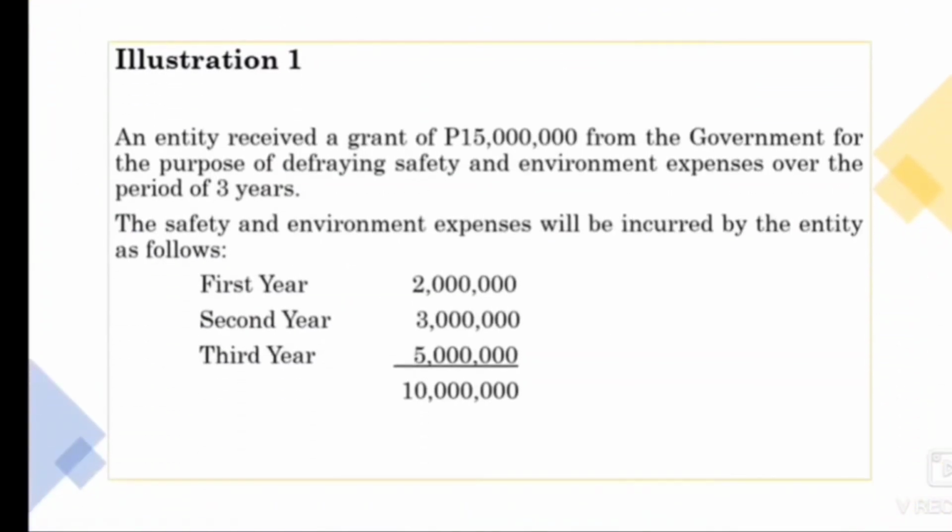So, for illustration 1, an entity received a grant of 15 million from the government for the purpose of defraying safety and environment expenses over the period of 3 years. The safety and environment expenses will be incurred by the entity as follows. So, for the first year, nakapag-incurred ng 2 million expenses ang entity. For the second year, 3 million. And for the third year, 5 million. In total of 10 million.